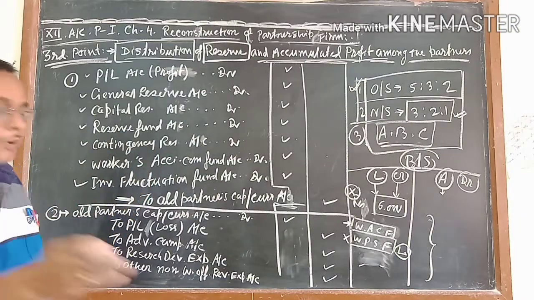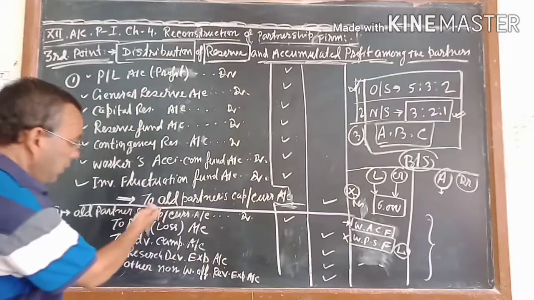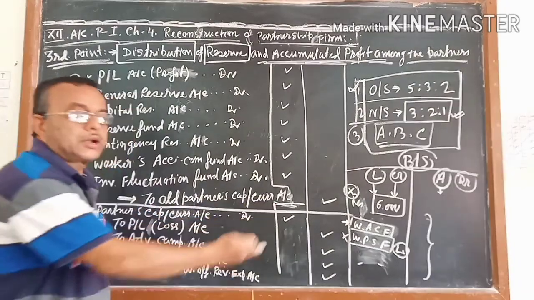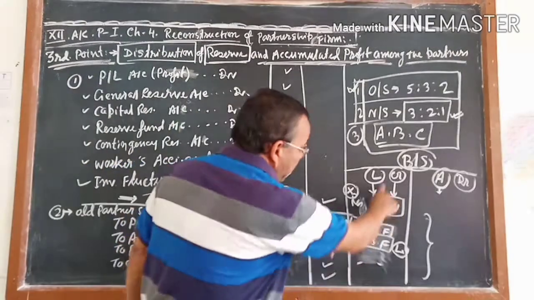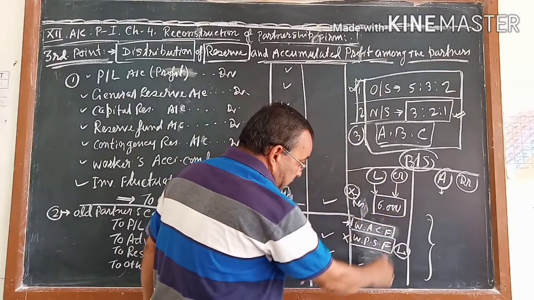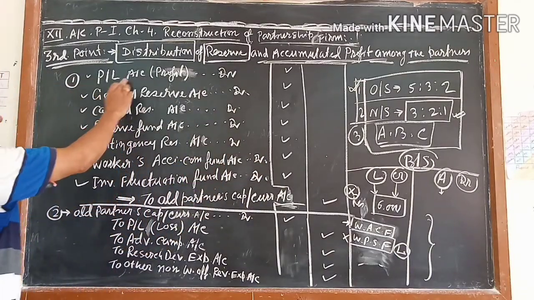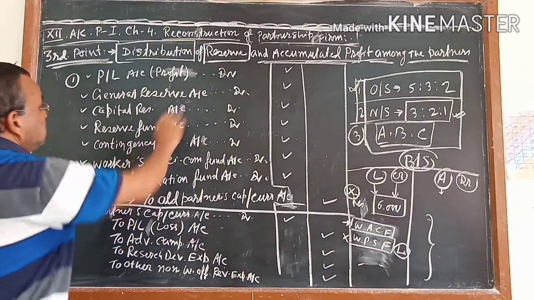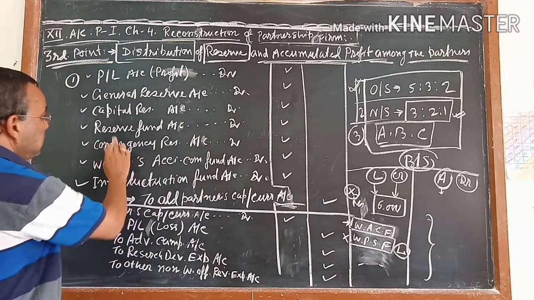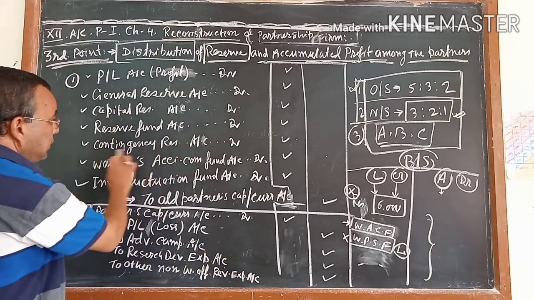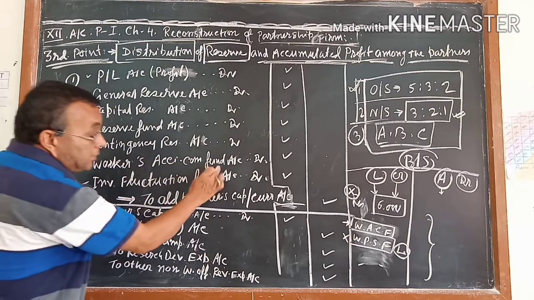While you are going to transfer, this is one type of transfer entry also, you can say. While you are transferring to the old partners' capital account or current account, these are the balances you will get on the liability side of the balance sheet, credit balances. For that, I wrote it here: profit and loss account, debit; joint ledger account, debit; capital ledger account, debit; reserve fund account, debit; contingency reserve account, debit; workers accident compensation fund.